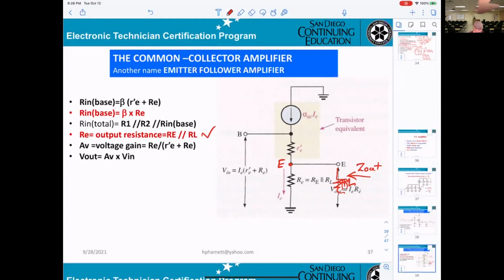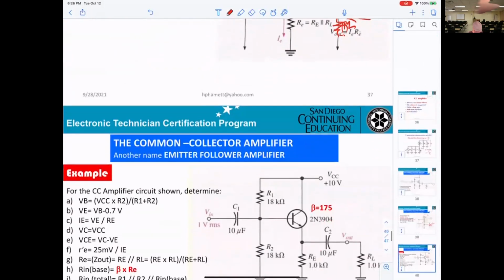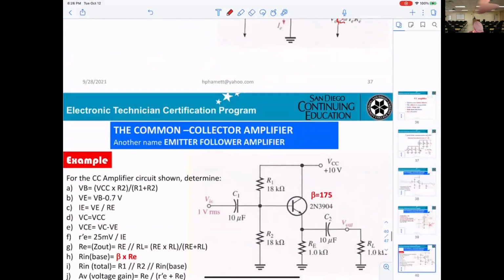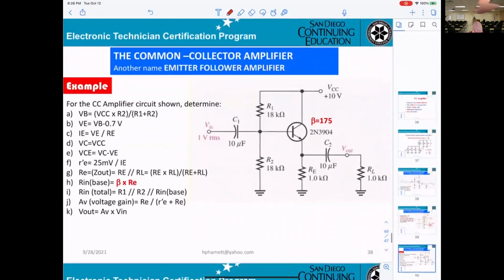Then finally, they calculate the voltage gain. Voltage gain will be equal to R big E divided by (R prime E plus R big E). And finally V out equals AV times V in. This is what they do in calculation here.